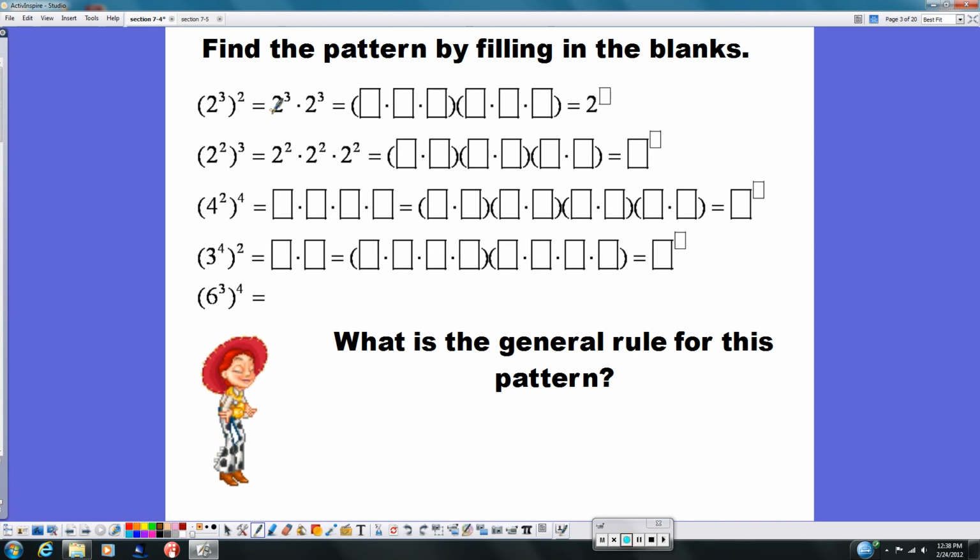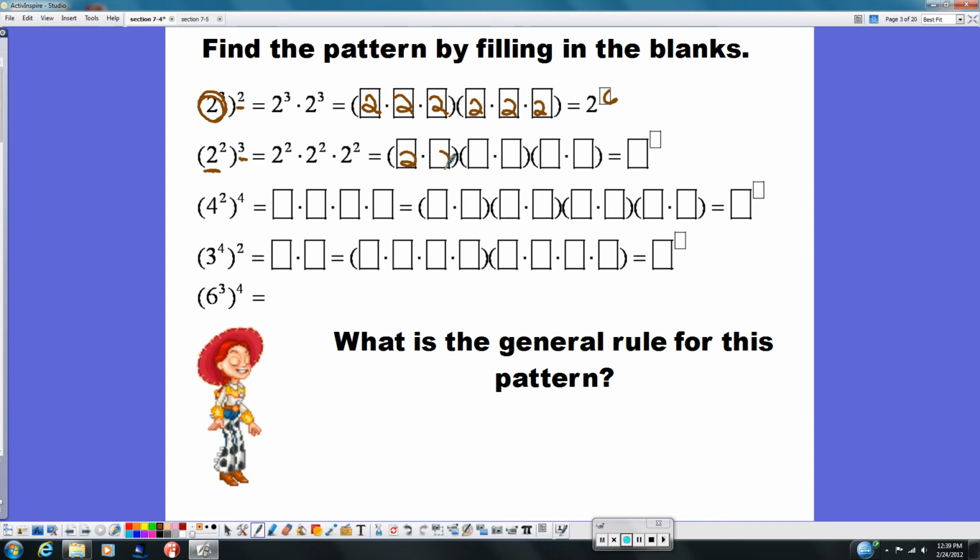Here we have 2 to the third to the second power. So that means we're taking this quantity in here and writing it 2 times. So 2 to the third times 2 to the third. Well, 2 to the third means 3 2's. 3 more 2's here for the second 2 to the third. So all total, how many 2's do we have? 6.